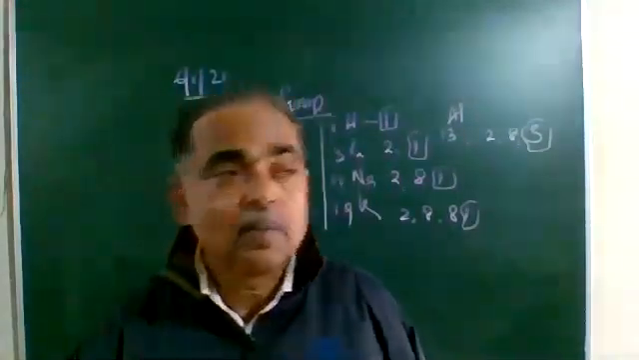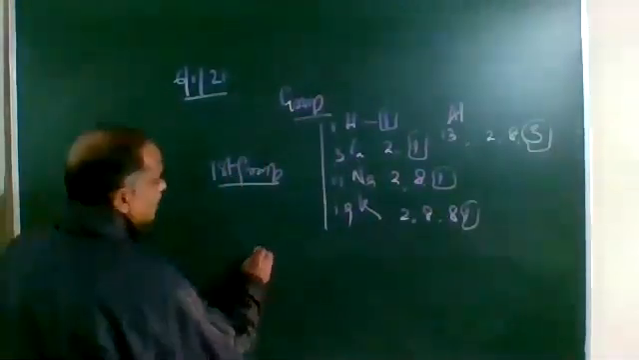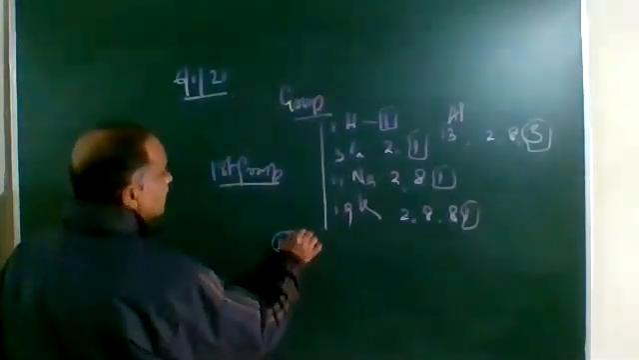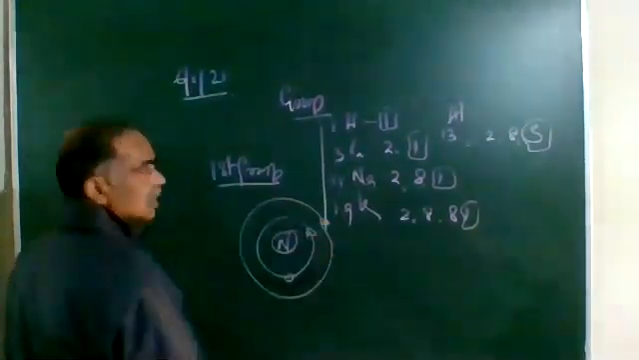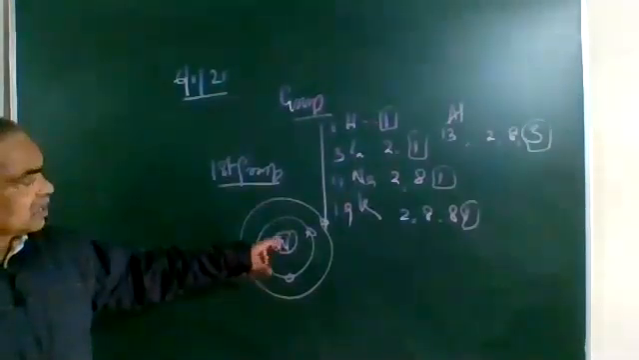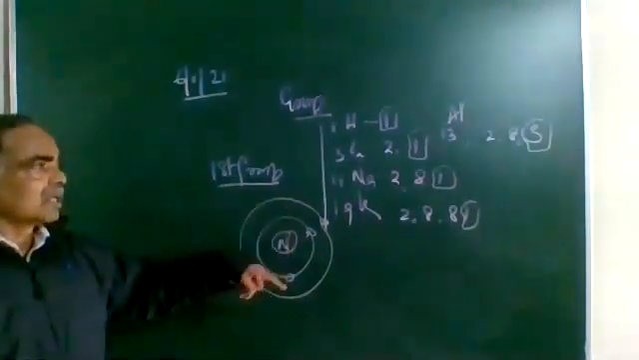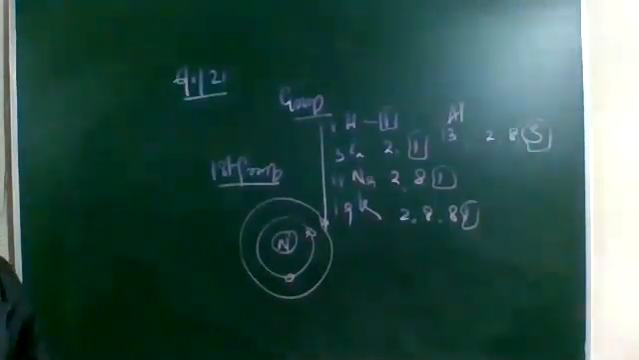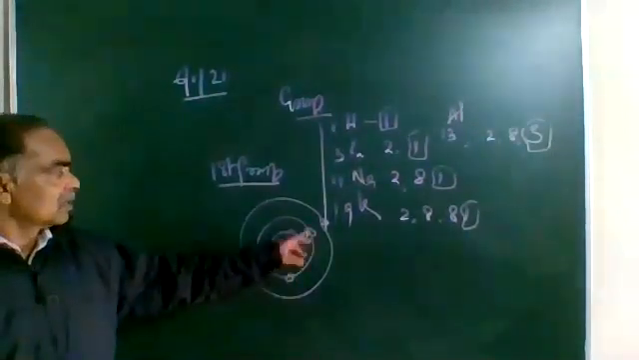Okay, next property: size of atom. You can understand it this way. Let's say this is the nucleus. In the case of lithium, it contains 2 shells, the K and L shells. The total area covered by the nucleus plus the electrons present around it makes the size of the atom. So lithium has an electronic configuration of 2, 1.